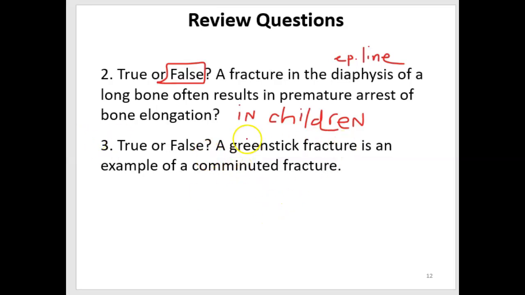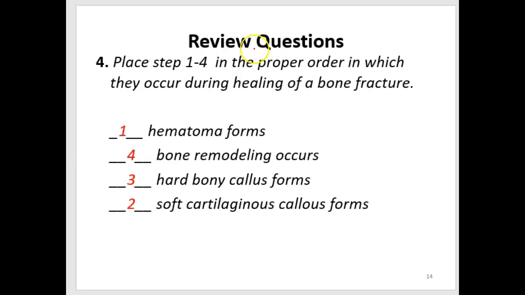And then number 3 says a green stick fracture is an example of a comminuted fracture. Is that true or false? And that's false because you don't even have a complete break. So the answers are also posted here. And then unfortunately the answers are already here, but you should be able to place in order the steps of bone healing after a fracture. So the first thing is a hematoma, then a soft callus, then a hard callus, and then remodeling.